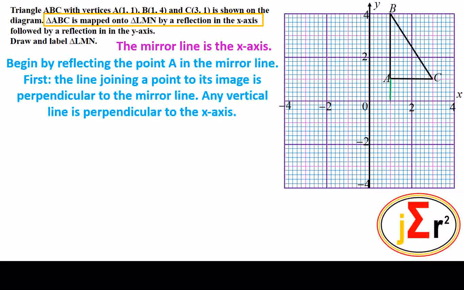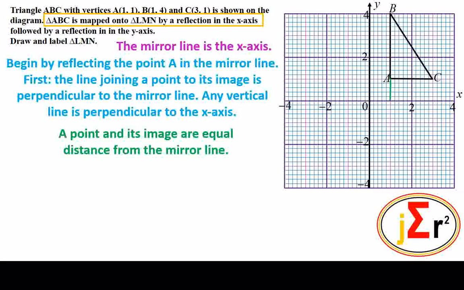In order to find the image of A, as we said before, the line joining a point to its image must be perpendicular to the mirror line. So from A, we have a line going to the mirror line that is perpendicular to the mirror line. And what is next? A point and its image are equal distance from the mirror line. This means that the distance of the image of A from the mirror line will be the same as the distance of A from the mirror line.